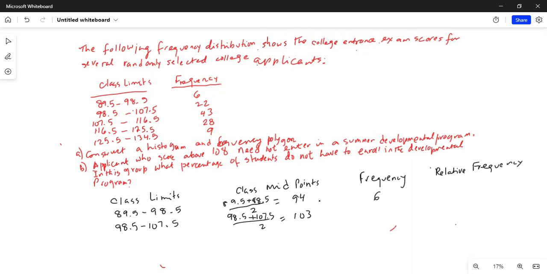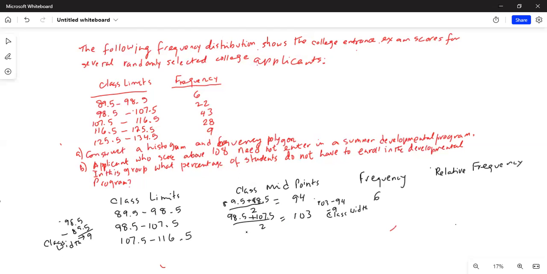Notice the difference between these two midpoints, 103 minus 94, is 9. Also notice here, 98.5 minus 89.5 is also equal to 9. So what is this thing about 9? So the class width is 9. So these midpoints are separated by the class width. This is your class width of 9.